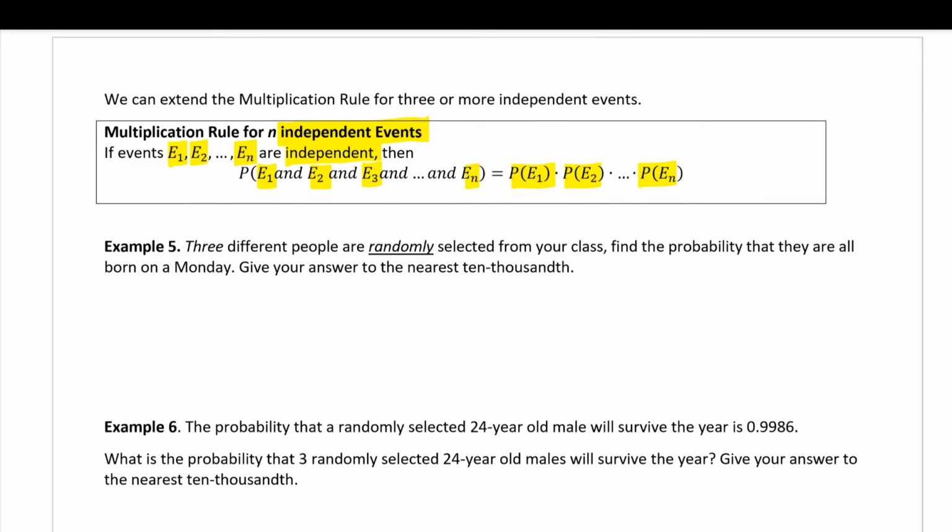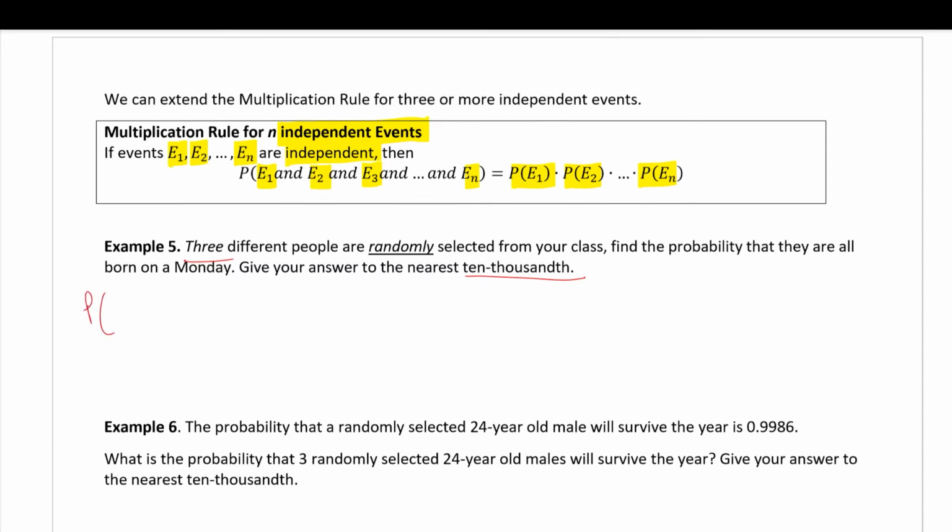Let's do an example. 3 different people are randomly selected from your class. Find the probability that they are all born on a Monday. Give your answer to the nearest 10,000. That's 4 decimal places. All right, so we have 3 people that are randomly selected. Find the probability that they are all born on a Monday.